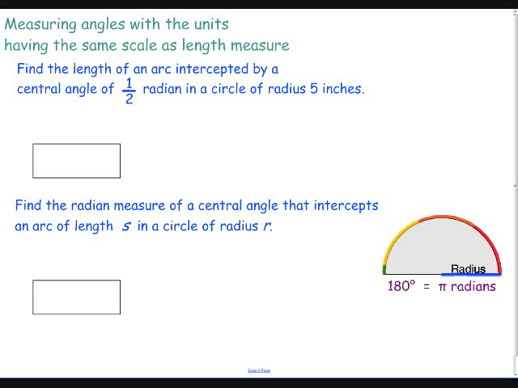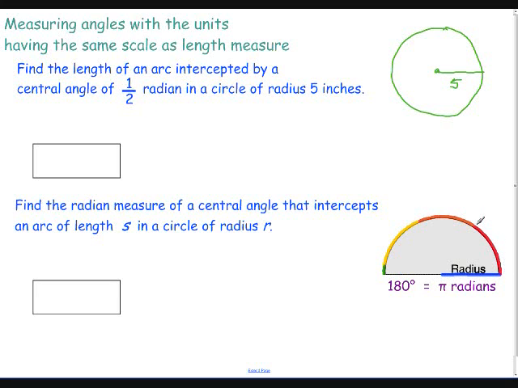Okay, so let's use this now. We're going to find the length of an arc intercepted by a central angle. So we're talking about a circle with a radius of 5 inches, and the central angle is half a radian.